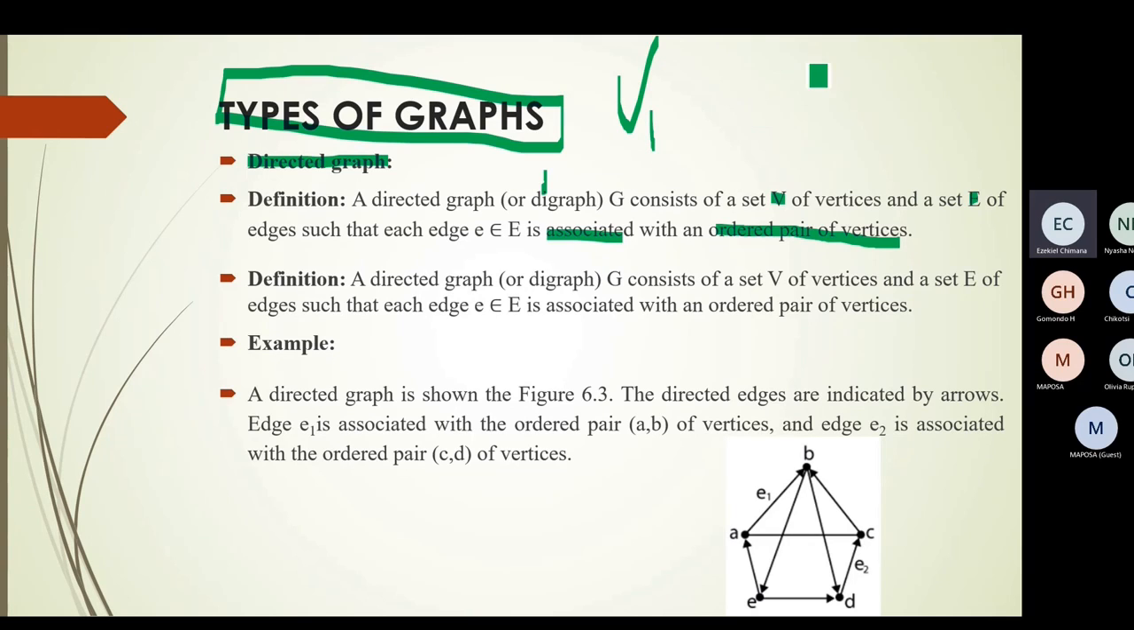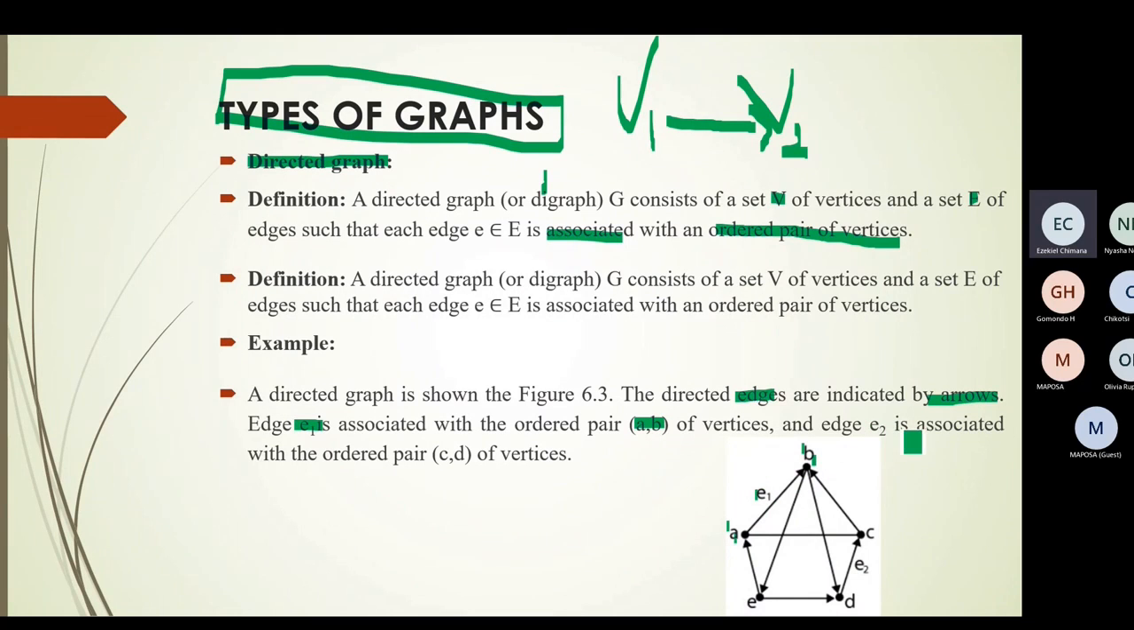If we have got this vertex V1 and this vertex V2, and then we have got a link here, it will be clearly stating the order of this pair, like we are coming from V1 to V2. That's a directed graph. So a directed graph is shown in Fig 6.3. The directed edges are indicated by arrows. That is, edge E1 is associated with the ordered pair A, B, like here. This edge E1 is associated with what? With ordered pair A, B. Like we are moving from A to B.